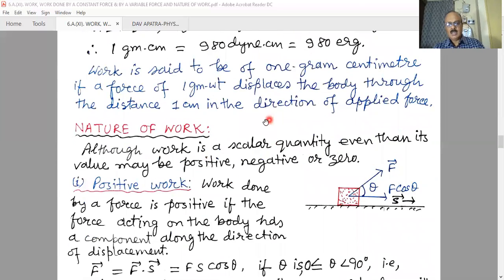Now another very important fact about work: the nature of work. Work is a scalar quantity, but we consider positive work, negative work, and zero work. Let us know when the work is said to be positive work by the force, negative work by the force, or zero work done.